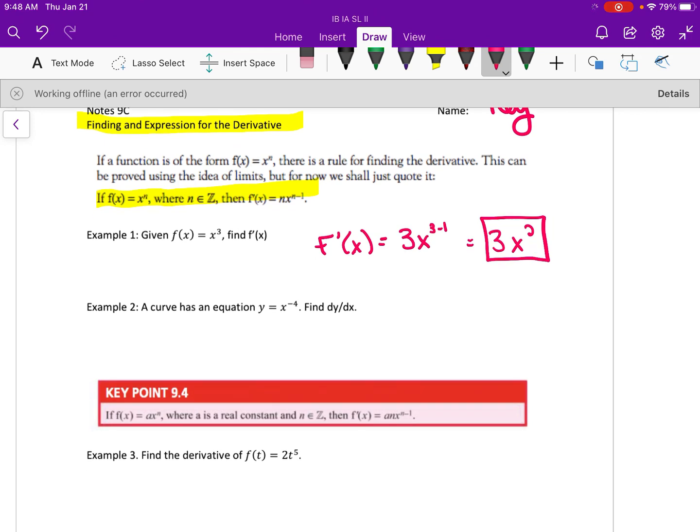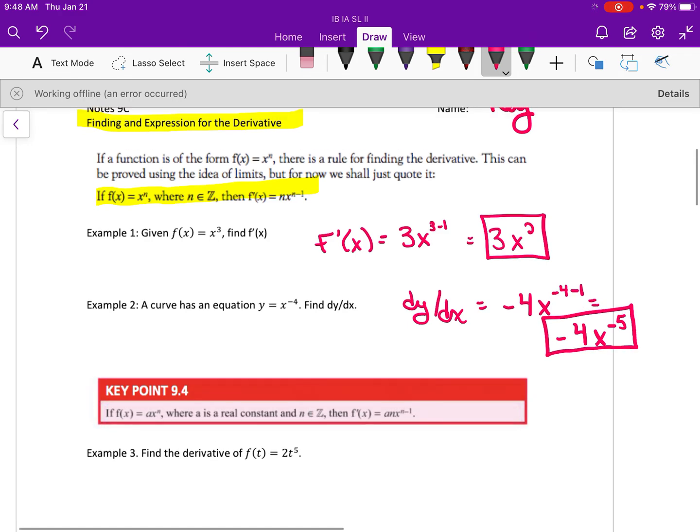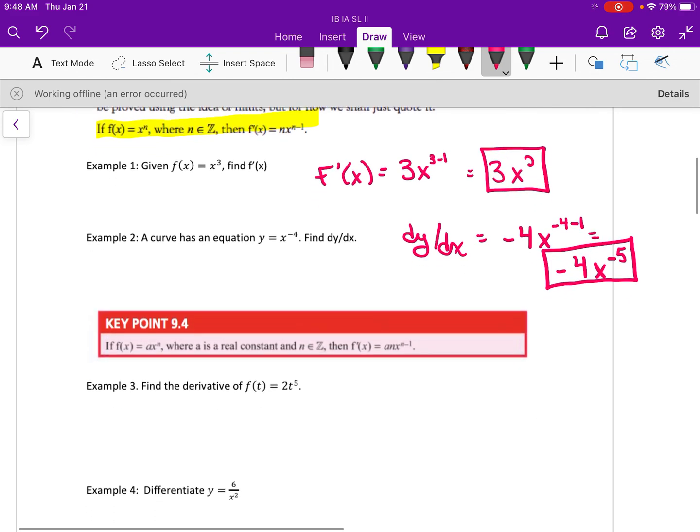A curve has an equation y equals x to the negative fourth, so dy dx, or another way to write it, y prime or f prime of x, depending on what our function is, is negative 4x, and then again, negative 4 minus 1. Be careful with this, because with negative exponents, you're still subtracting 1. So you would have negative 4x to the negative fifth. That would be your derivative. All right, so careful with that.